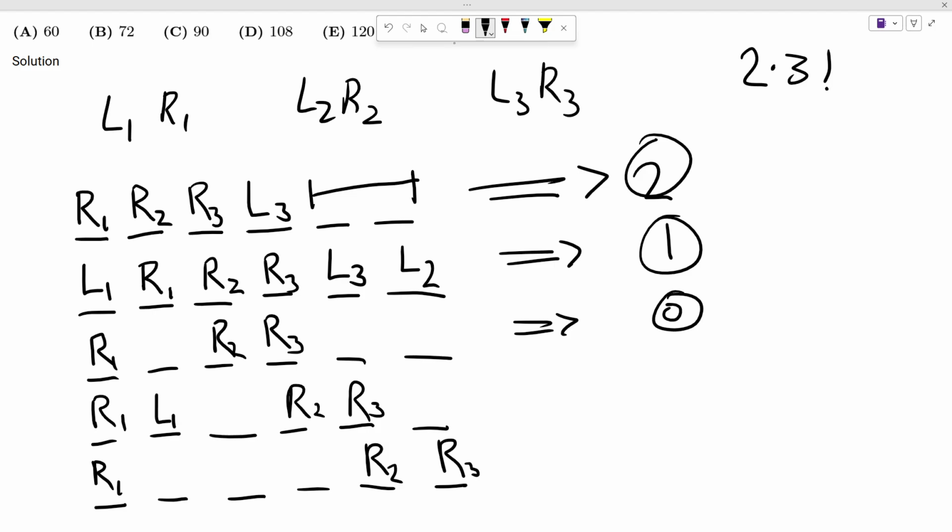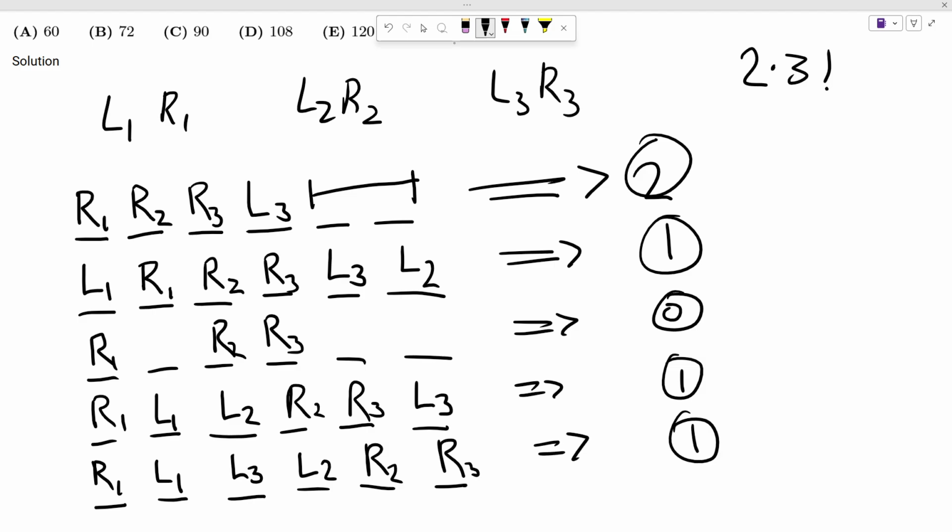This shoe has to be left 1. This shoe has to be left 2. And this shoe has to be left 3. So that's one way. This shoe has to be left 1. This shoe has to be left 2. And that leaves this shoe has to be left 3. So that's one way. Finally, adding all of these up, we can see that we have 5 ways.